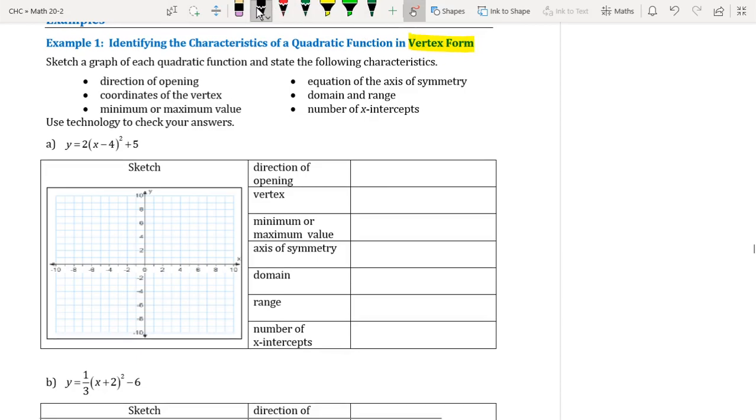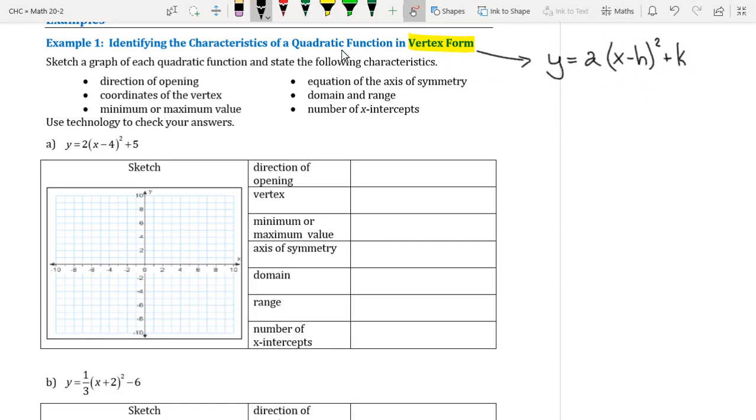So just a very quick review of vertex form. A quadratic function in vertex form looks like this: y equals a times (x minus h) squared plus k. When it's in vertex form, it's a quadratic function. It'll have a parabolic shape, so it opens up or down.